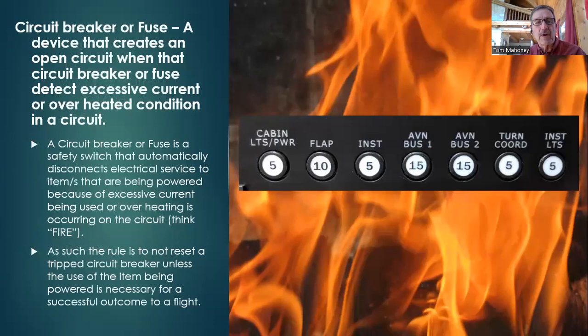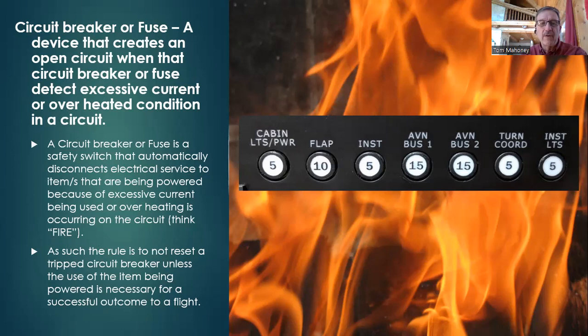So now we're going to talk about circuit breakers or fuses. This is a device that creates an open circuit when that circuit breaker or fuse detects excessive current or overheated conditions in a circuit. Now, this is going to be my little lecture box here, where I try to explain to you what you do and don't do with a circuit breaker.